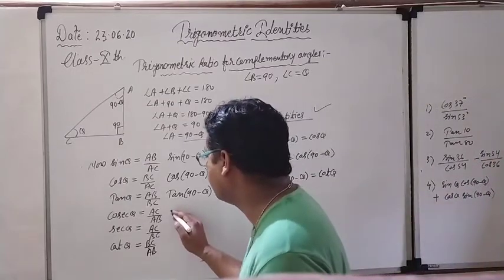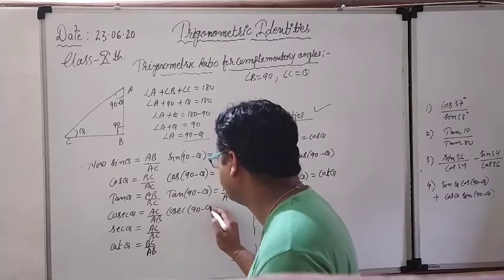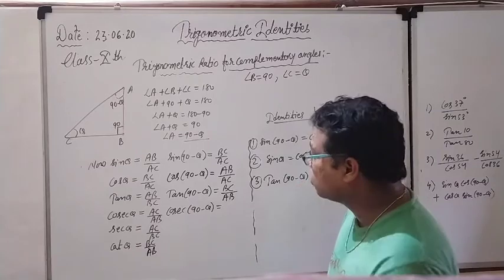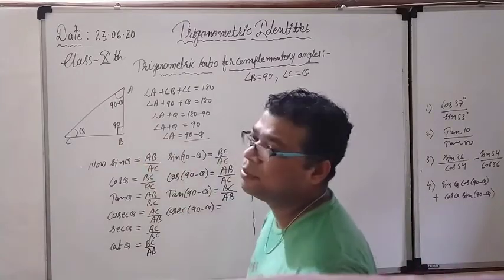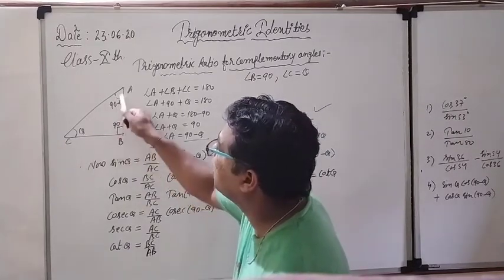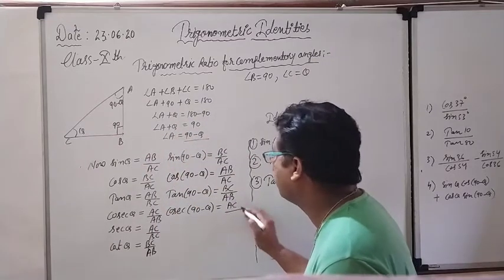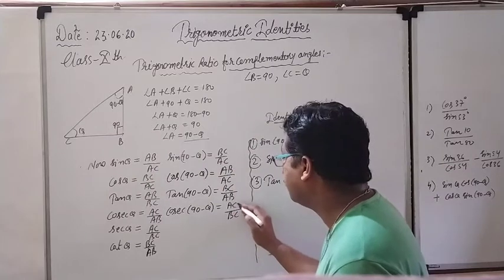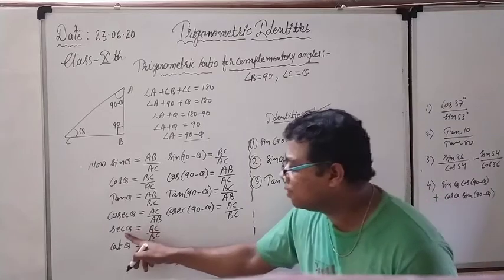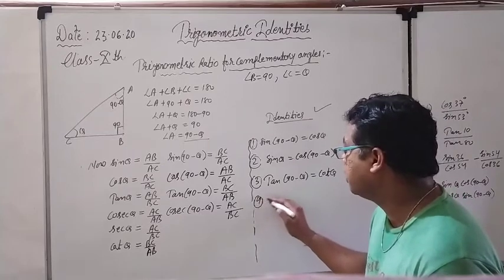If I have to find cosec 90 minus theta, what is it? Cosec means hypotenuse upon perpendicular. What is the hypotenuse here? AC. And what is the perpendicular here? BC. So AC upon BC. That is the value of sec theta here, and here it is the value of cosec 90 minus theta. So what is the conclusion right now?